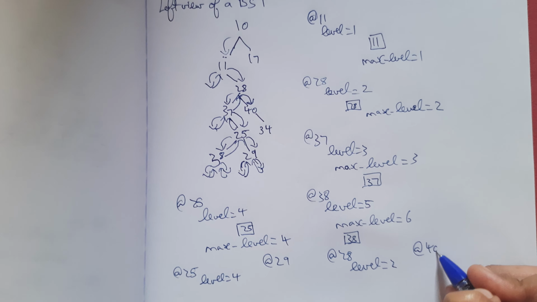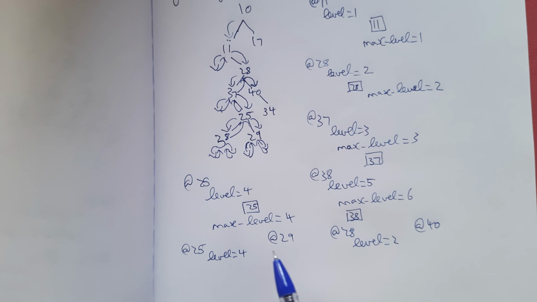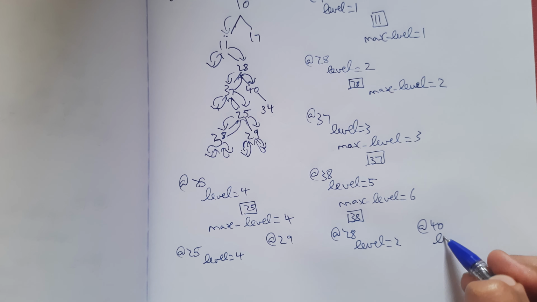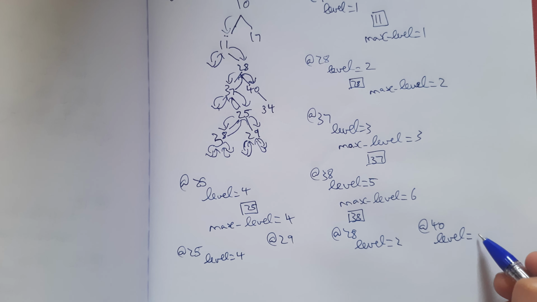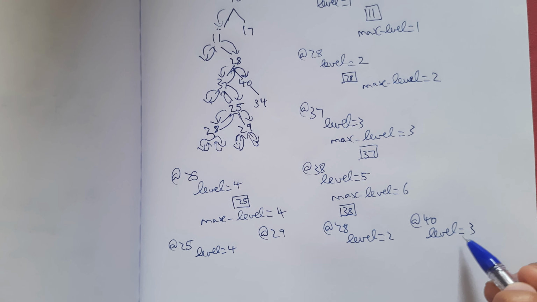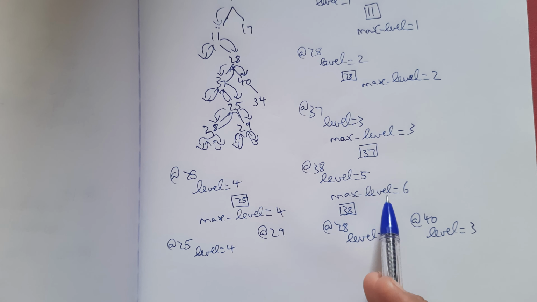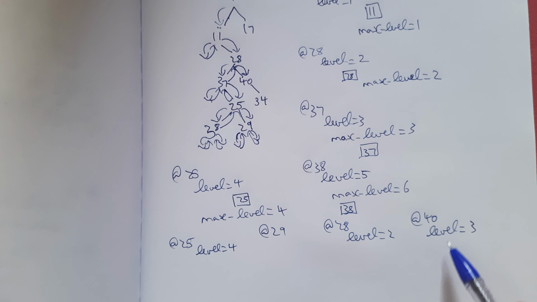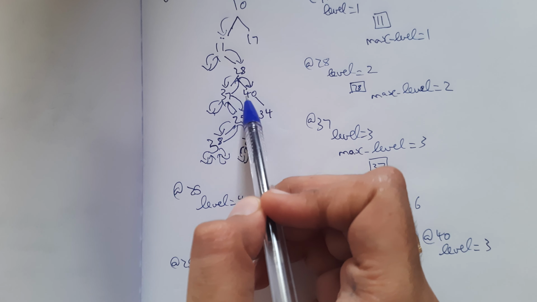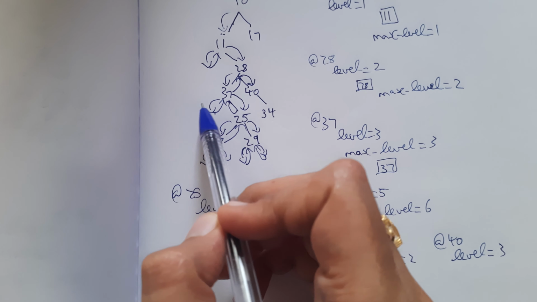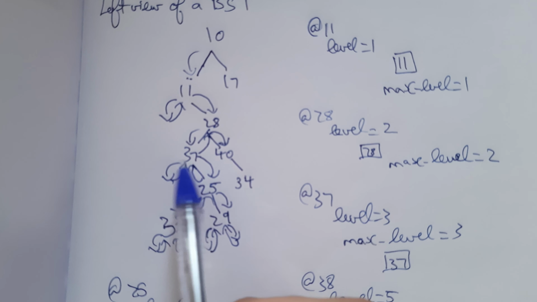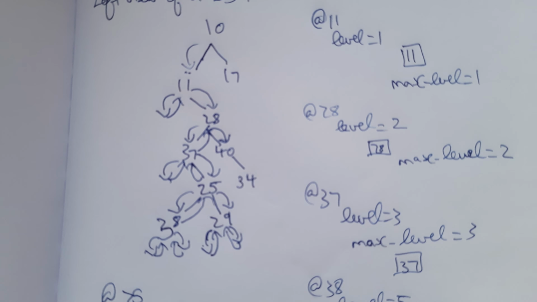At 40, we check if the current max level value is less than the value that is passed to node 40. The level passed to 40 is level equal to 3. Since max level is greater than this level value, we know that there has already been a node present at this same level before 40. So we know here that 37 has already been visited by the program before 40, so 40 will not be printed.